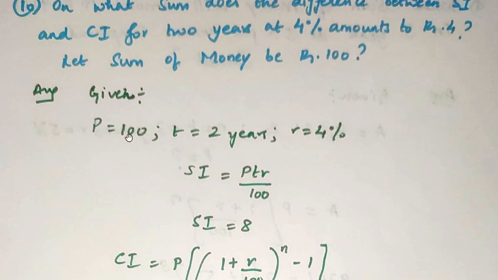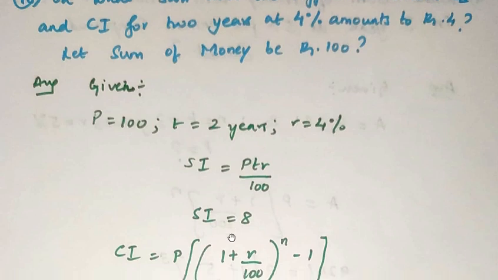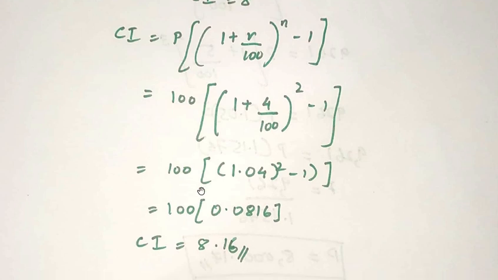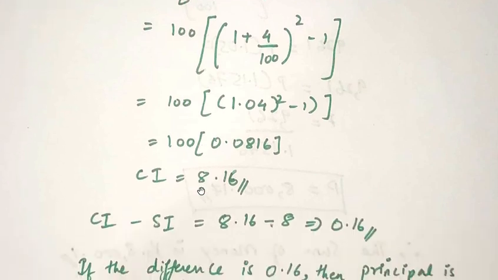So when you put that 100 into 2 into 4 divided by 100, you get simple interest to be 8. So now compound interest. Let us find out the compound interest with this formula. Principal into 1 plus r divided by 100 to the power of n minus 1, which is equal to 100 into 1 plus 4 divided by 100 to the power square minus 1. 100 into 1.04 square minus 1.